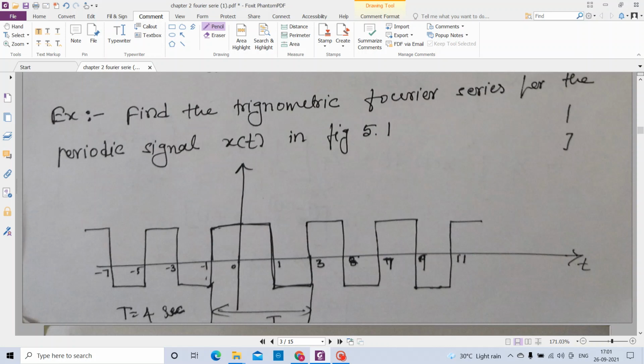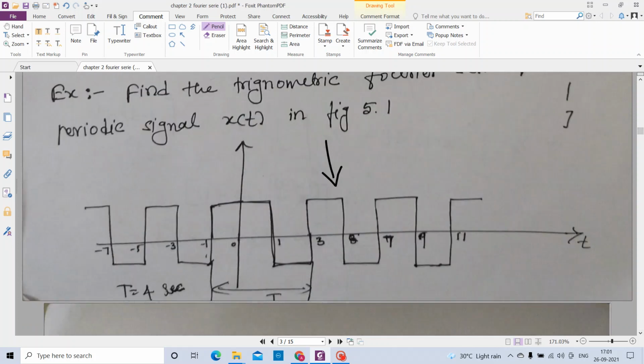The problem statement is: find the trigonometric Fourier series for the periodic signal x of t for the given figure. This is a continuous signal. This is a series of pulses, or we can also call it a pulse train signal. Here T is the fundamental time period. It involves both a positive half cycle and a negative half cycle.